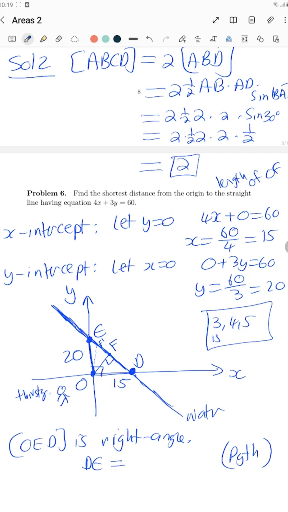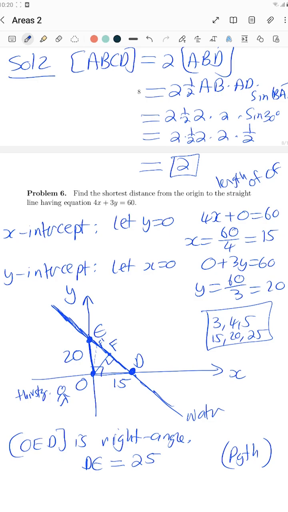3 times 5 is 15. 4 times 5 is 20. 5 times 5 is 25. So DE will be 25 units by scaling up the 3, 4, 5 triangle. Or you can do it the long way by saying DE squared is OE squared plus OD squared. Doing the maths, you will also agree that using the theorem of Pythagoras, DE is 25 units. All right, now we have DE. Does that help us to calculate OF?